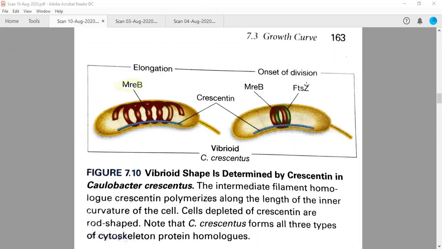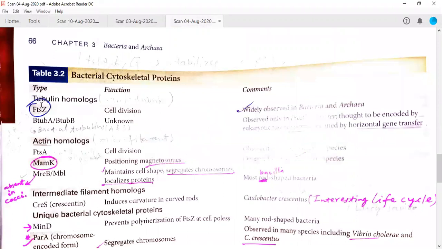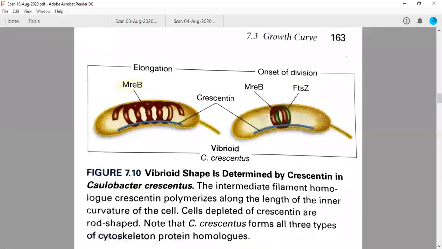Also, then there is a protein FtsZ. This is remaining, so let me show you the table first. FtsZ is actually the tubulin homolog, which is required during cell division and widely observed in bacteria and archaea. Now, what is the function of FtsZ? Let's look at the diagram. FtsZ makes a coil-like structure at the center of the cell. And this MreB protein, which is present as a coil along the length of the bacterial cell, will also become localized at one place when it comes to division.